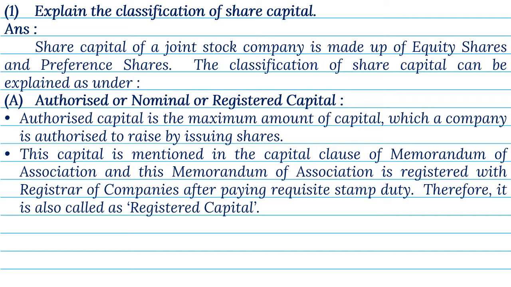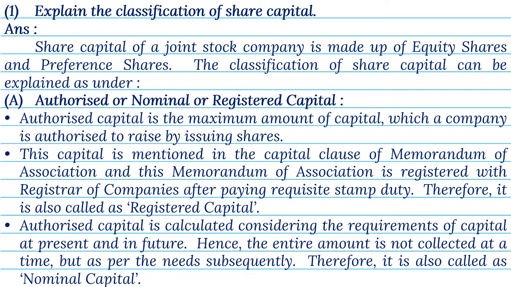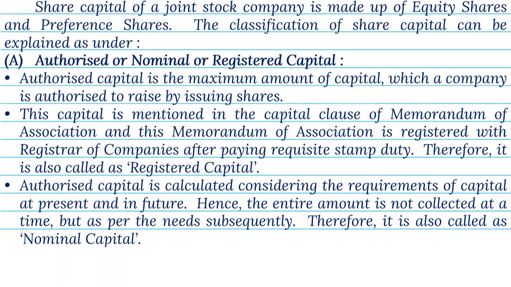Therefore, it is also called as registered capital. Authorized capital is calculated considering the requirements of capital at present and in future. Hence, the entire amount is not collected at a time, but as per the needs subsequently. Therefore, it is also called as nominal capital. In the books of ABC Company Limited, authorized, or nominal, or registered capital, 2 lakhs equity shares into rupees 10 each is equal to rupees 20 lakhs.